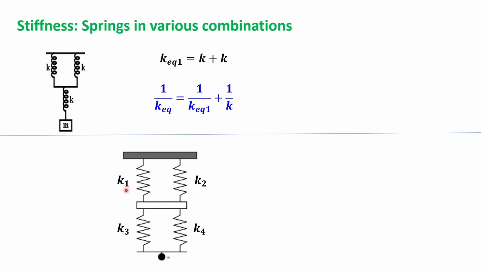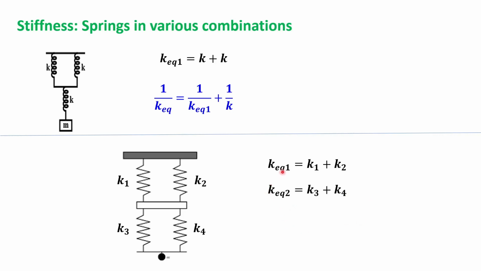Here at the top we have two springs having constants K1 and K2, and at the bottom we have another two springs having constants K3 and K4. So these two are in parallel, and K3 and K4 are in parallel also. So we first find out the parallel combination of K1 and K2. So K equivalent 1 equal to K1 plus K2, and similarly K equivalent 2 equal to K3 plus K4.